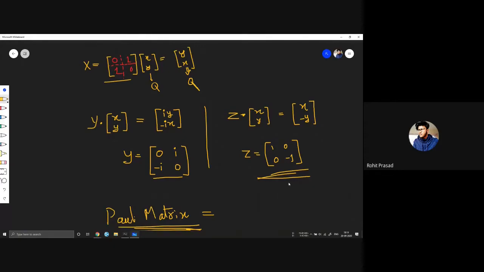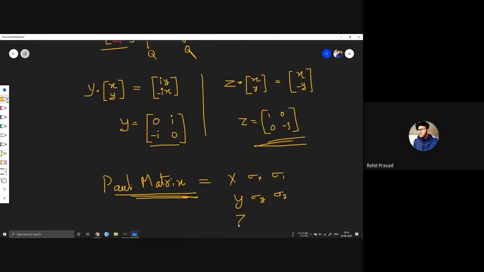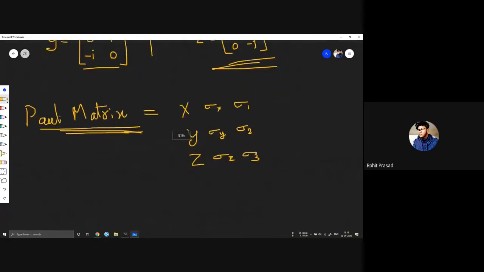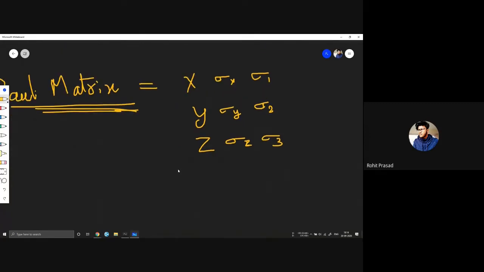Some quantum books also represent the X matrix as psi x or psi 1, Y as psi y or psi 2, and Z as psi z or psi 3. These are also represented in this way. Okay, so we had another matrix, right?